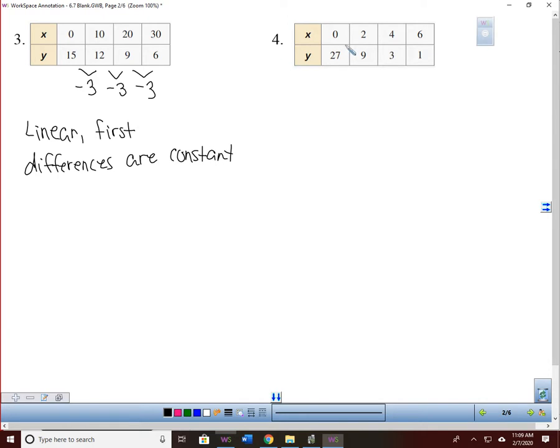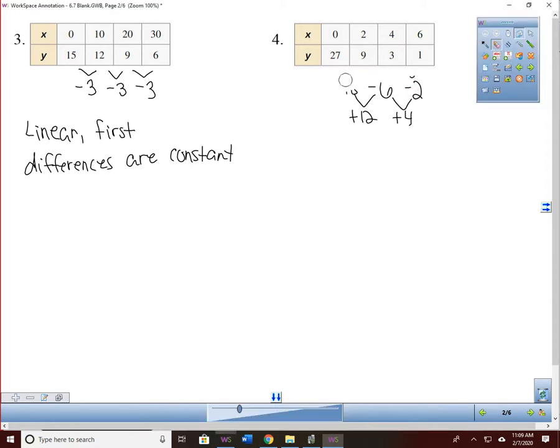So if you take a look at number 4, all right, from 27 to 9, I would have to subtract 18. To get from 9 to 3, I would have to subtract 6. To get from 3 to 1, I would have to subtract 2. My second differences are not going to be the same because I would have to add 12, and then I would be adding 4. All right, so I look at this and I say, okay, well maybe instead of adding or subtracting, maybe I could multiply to get to the next number. So I see that it's going down, which means I would be multiplying by a fraction.